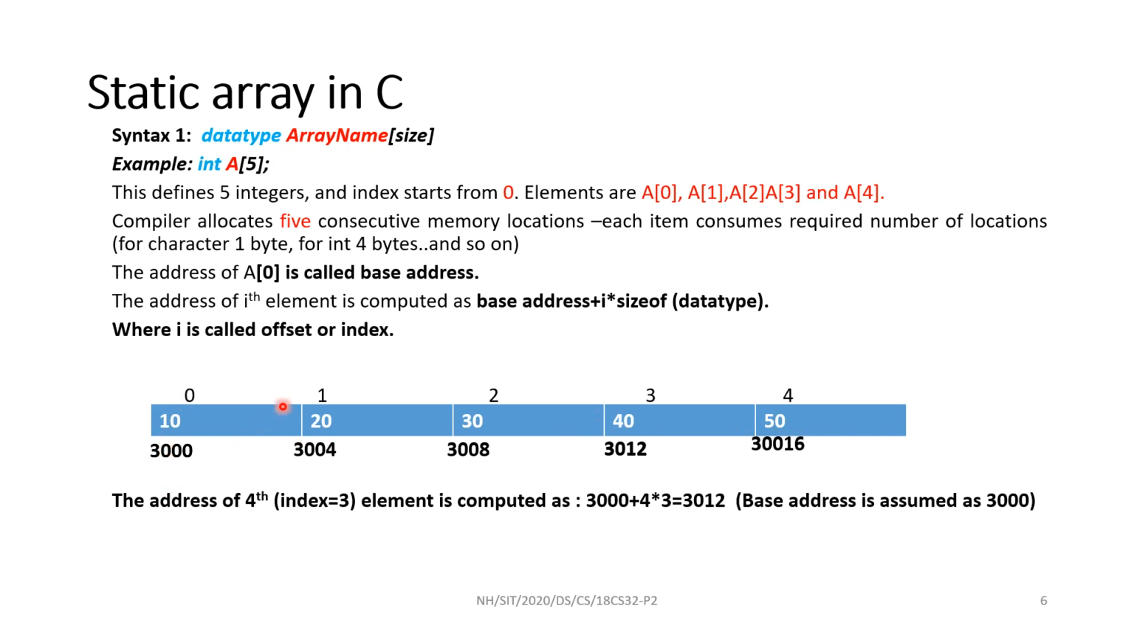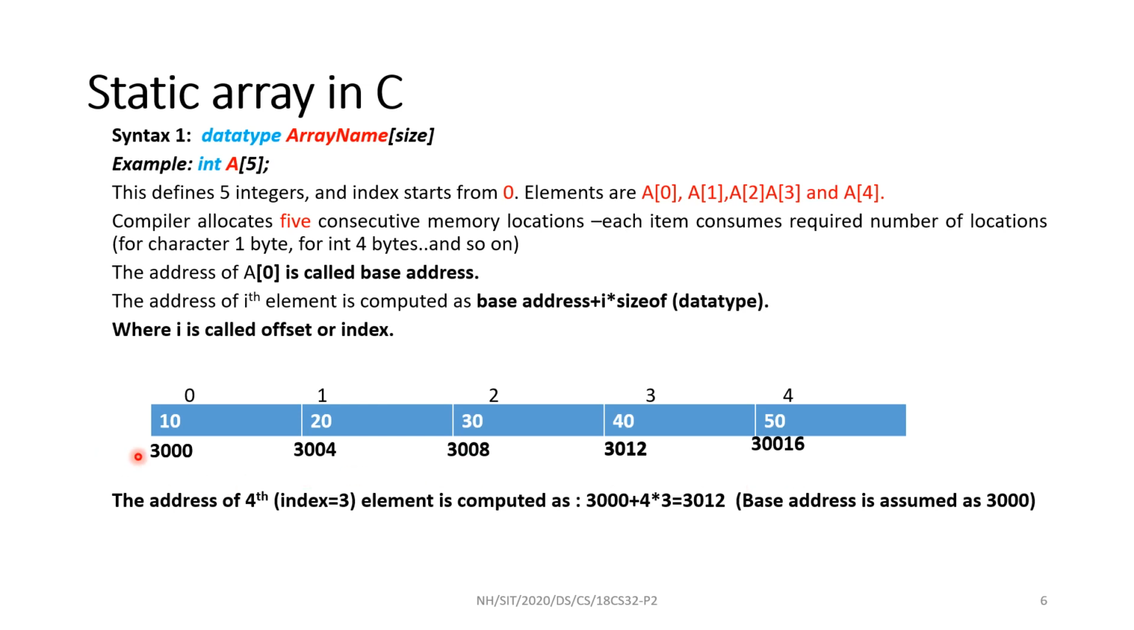Base address. This first data item requires at least 4 bytes because the data type is integer. 3000, 3001, 3002, 3003. So these 4 bytes are allocated for the first data item of the array. For the second data item, the memory address starts at 3004. Like that, 3008, 3012, 3016.